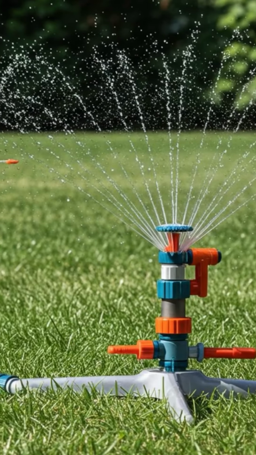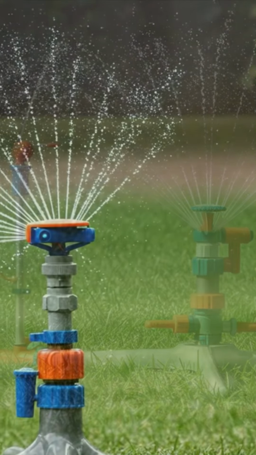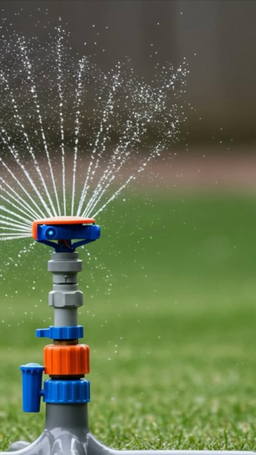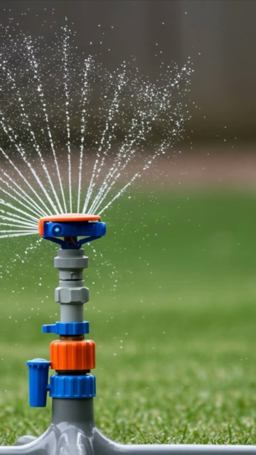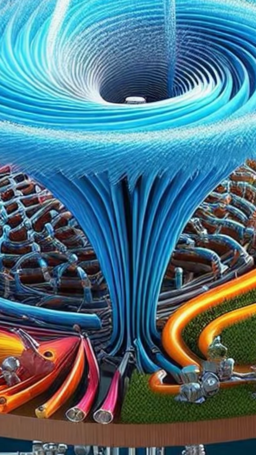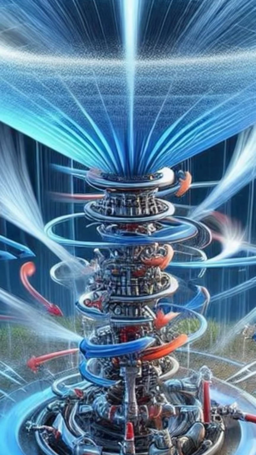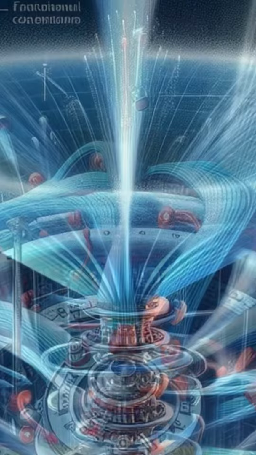In a standard sprinkler, the expelled jets of water carry momentum away from the device, and to conserve angular momentum, the sprinkler itself must rotate in the opposite sense. This is a direct application of Newton's third law. For every action, there is an equal and opposite reaction. However, the situation becomes considerably more intricate when the flow is reversed.